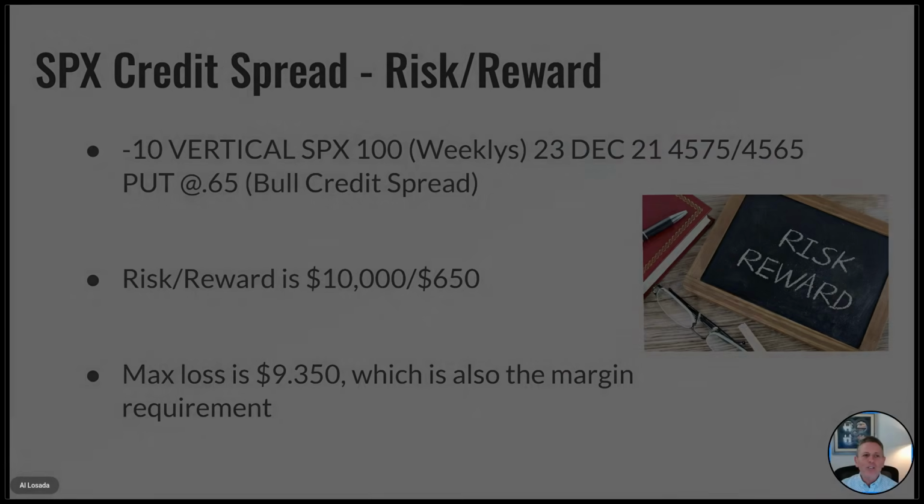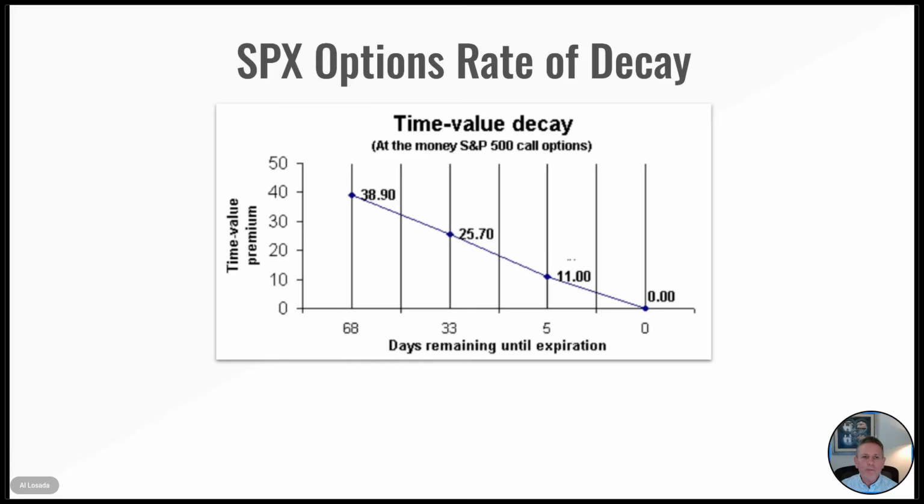All right. Okay, so let's talk about the options rate of decay. Okay, this is really important because this is what happens when you place a trade and you sell it, basically as a credit spread. The trade will always be going lower and lower and lower.